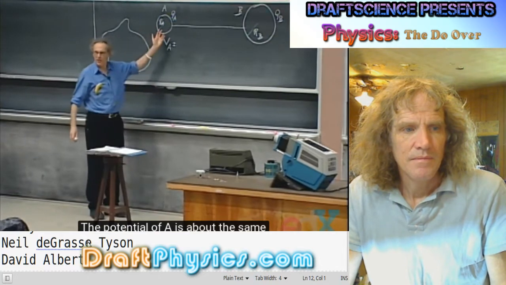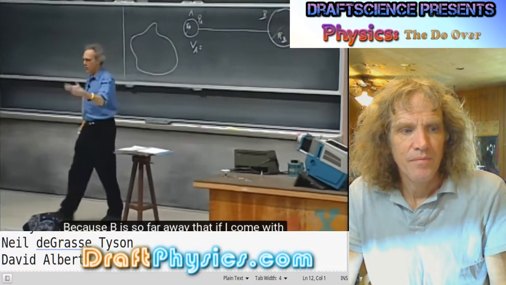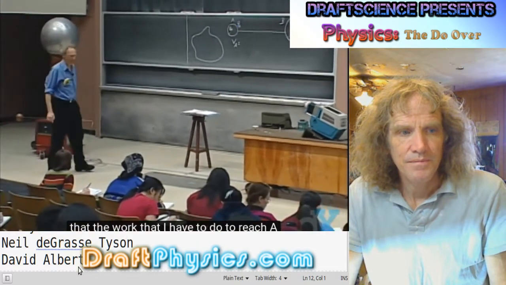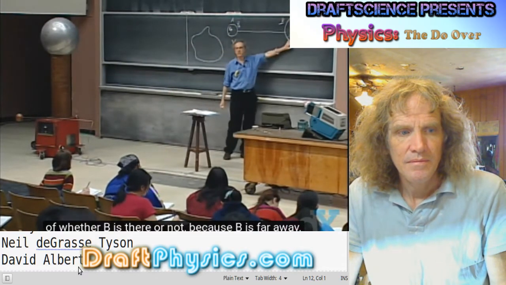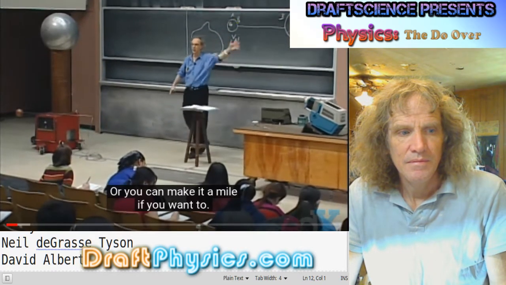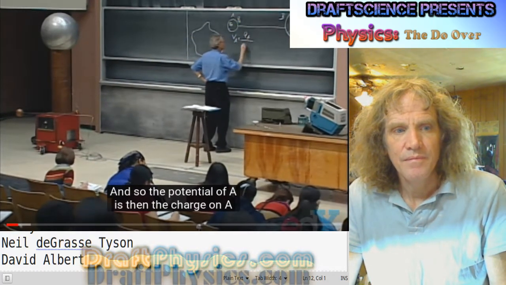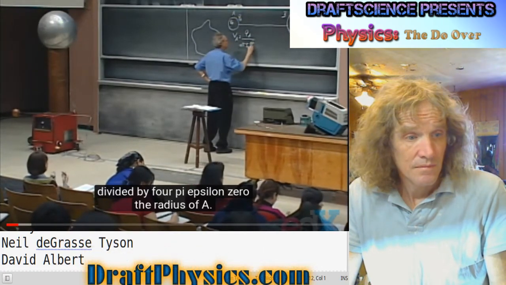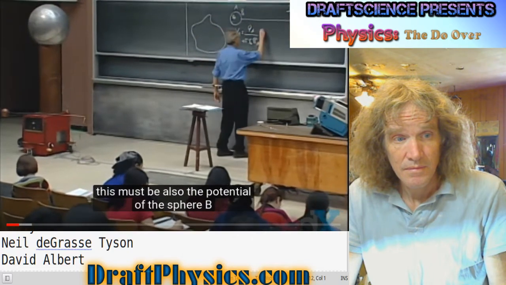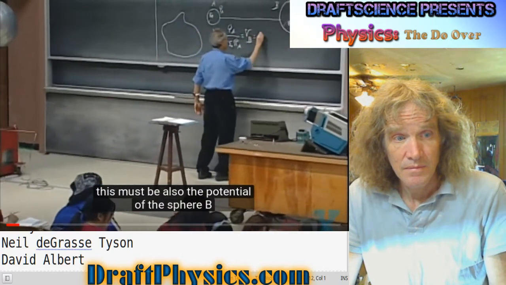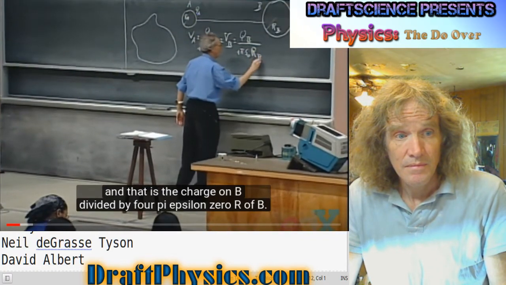The potential of A is about the same as it would be if B were not there. Because B is so far away, if I come with some charge from infinity in my pocket, the work I have to do to reach A per unit charge is independent of whether B is there or not, because B is far away, tens of meters, and you can make it a mile if you want to. And so the potential of A is the charge on A divided by 4 pi epsilon 0 r of A. But since this is an equipotential, because it's all conducting, this must be also the potential of sphere B, and that is the charge on B divided by 4 pi epsilon 0 r of B.